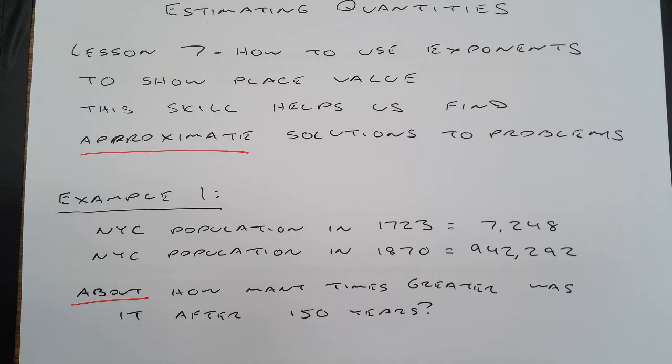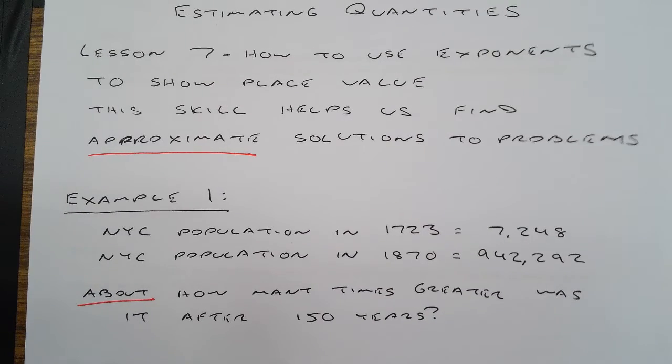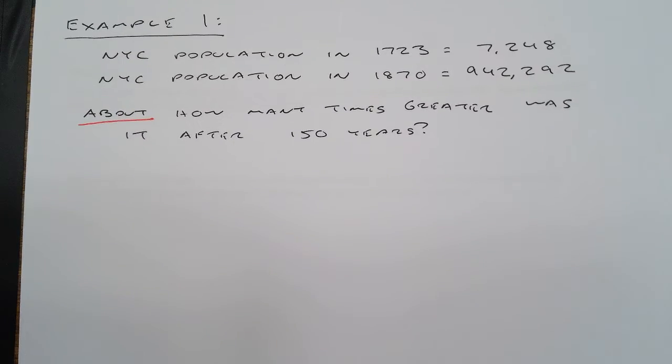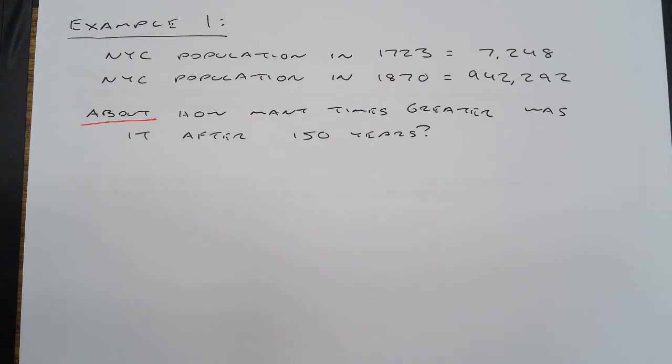Normally what you do, if you do not say about, you'd have to do the population in 1870 divided by the population in 1723. You can see those numbers do not do a lot of work. In fact, that is long division style, going to take you quite a while, and you're going to wish you could use a calculator. But this way, when we can do about, approximating our work makes it easier for us.